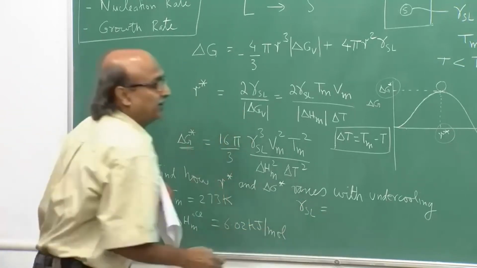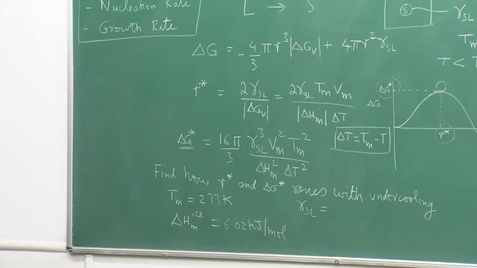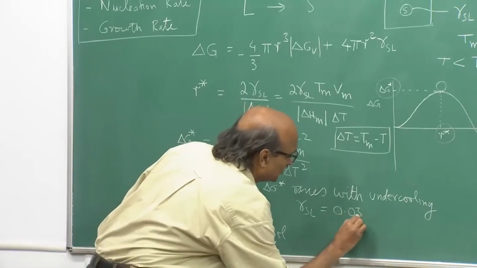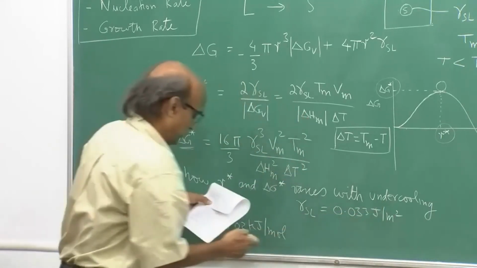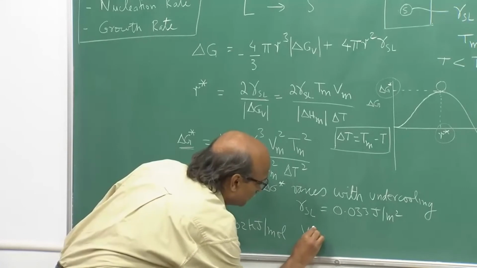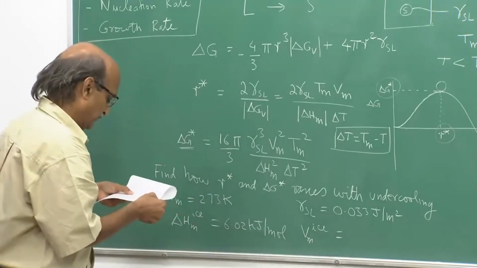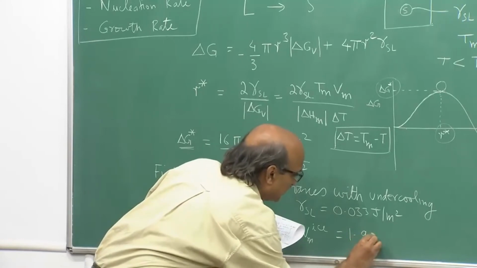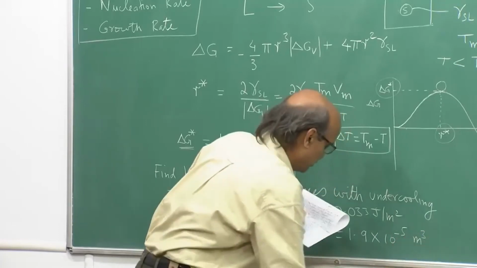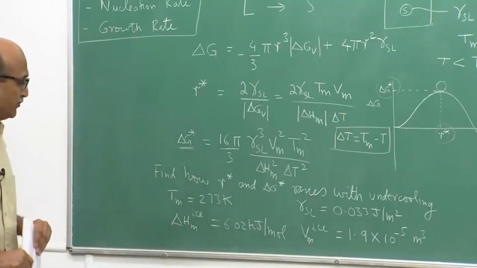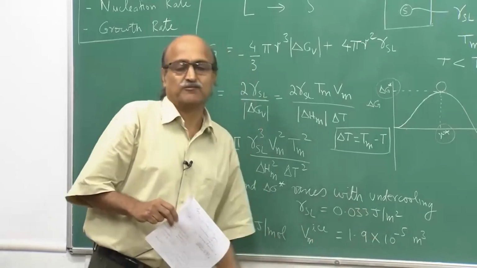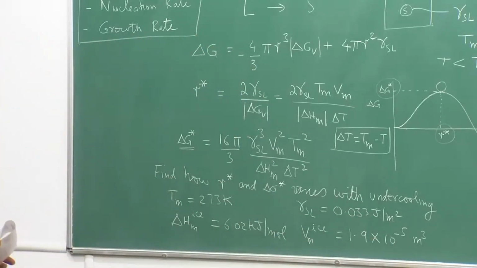Gamma SL, the interfacial energy of the solid-liquid interface, is 0.033 joules per meter square, and the molar volume of ice is 1.9 into 10 to the power minus 5 meter cube per mole. That is what it means, that 1 mole of ice volume would be 1.9 into 10 to the power minus 5 meter cube.